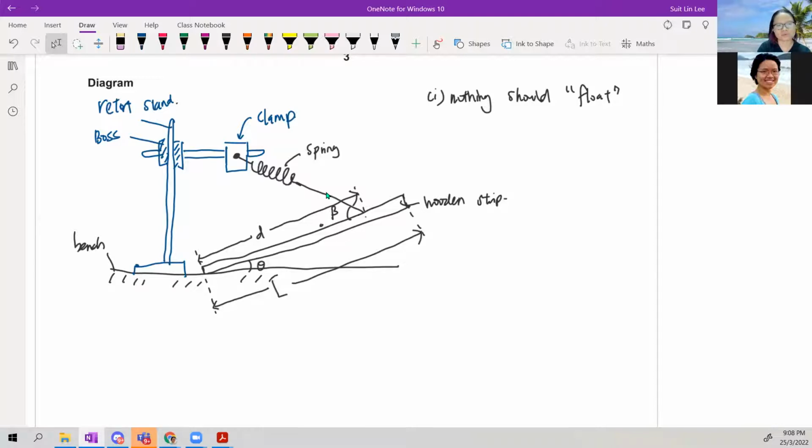What else do you think we should draw? Is there anything missing? Nothing can float. Should I clamp the wooden strip? What do you think? Let me know in the chat. Miss Lee, you said nothing can float. So I support the spring already. Do I need to support the wooden strip? Would you support the wooden strip? Yes. So if we support the wooden strip, would it affect the wooden strip's ability to change its angle?